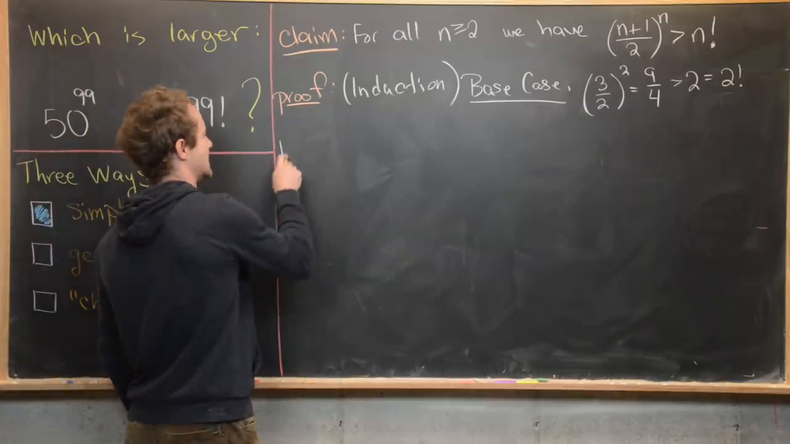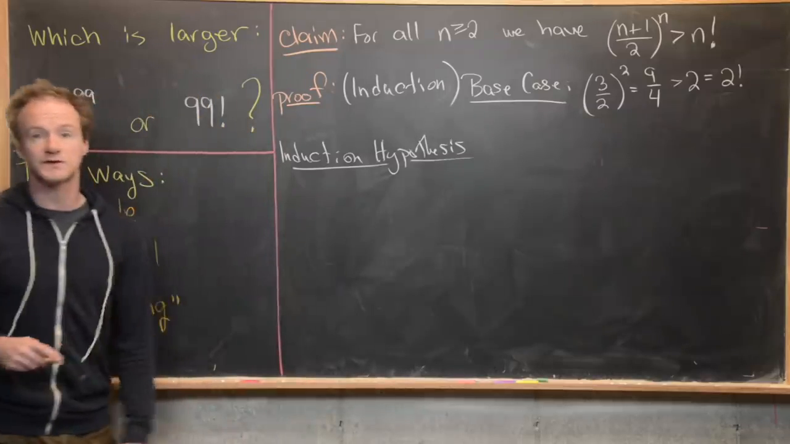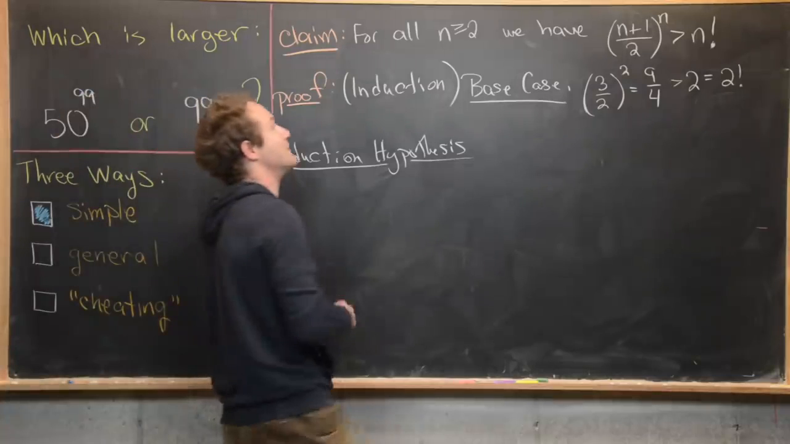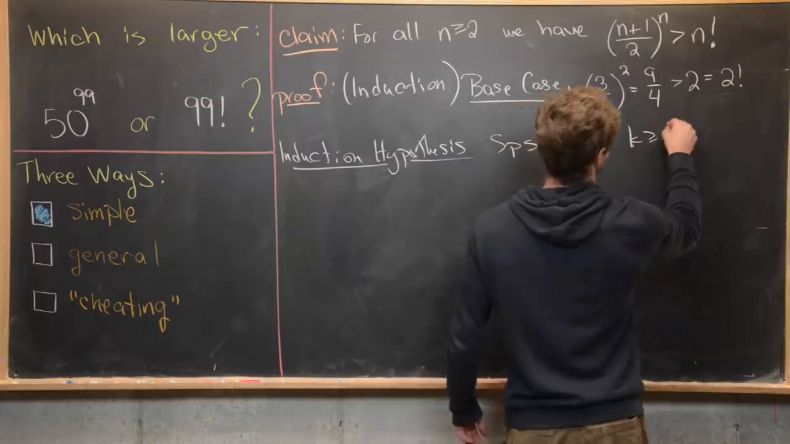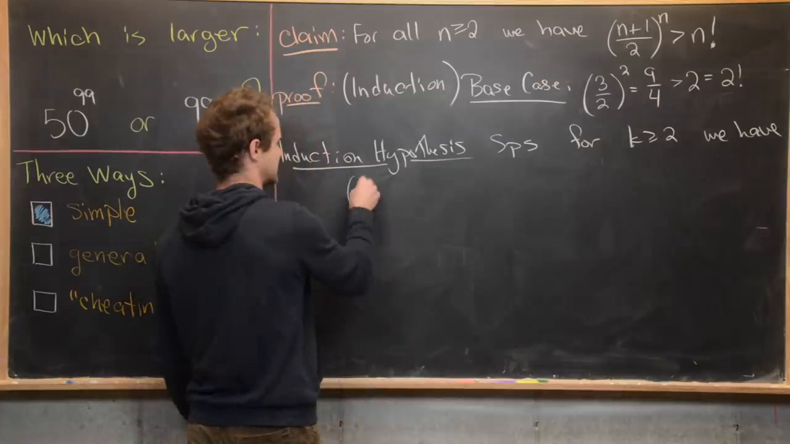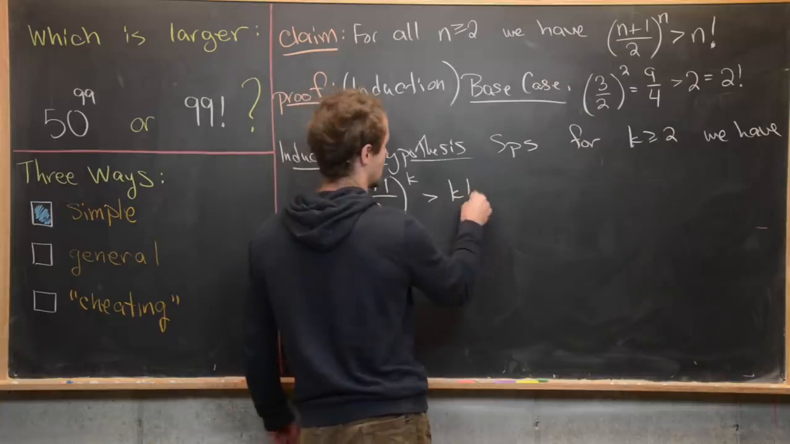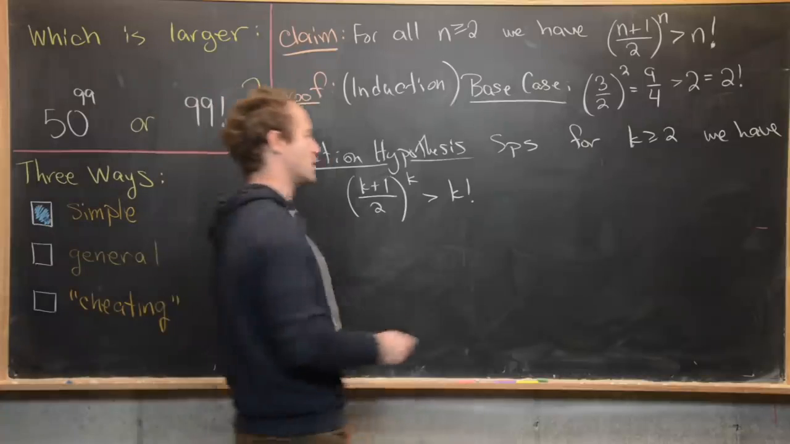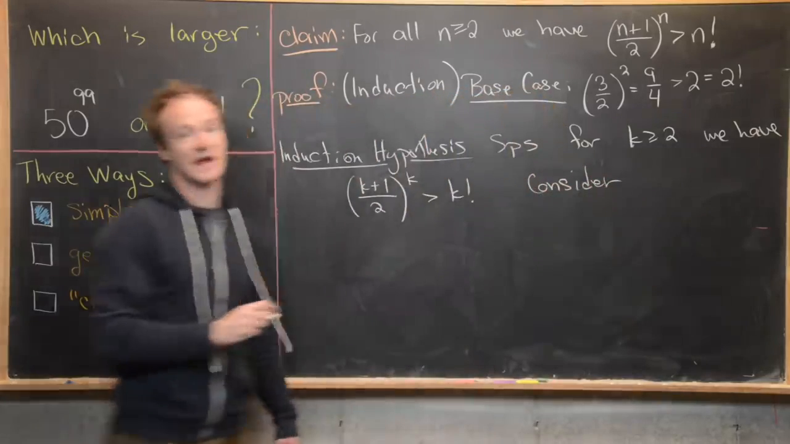So next we're going to make an induction hypothesis. In other words, we want to suppose that this statement is true for some k bigger than or equal to 2. So let's suppose for k bigger than or equal to 2, we have the following statement: ((k+1)/2)^k is bigger than k factorial. So again, that's our induction hypothesis. And then next what we want to do is consider the k plus first case.